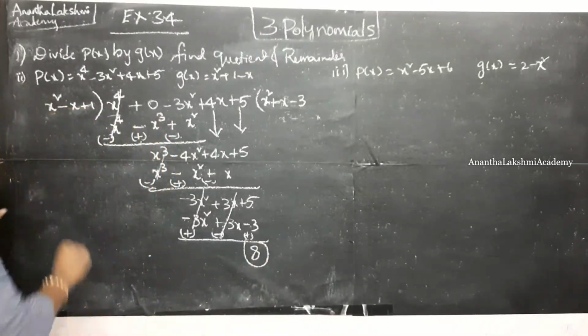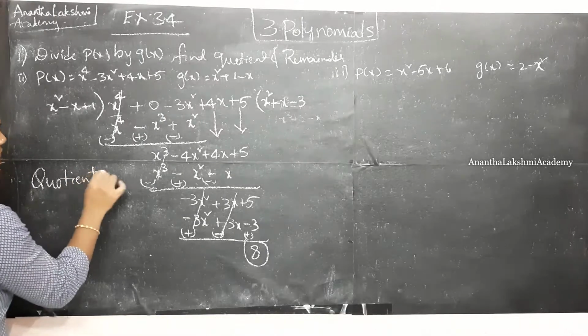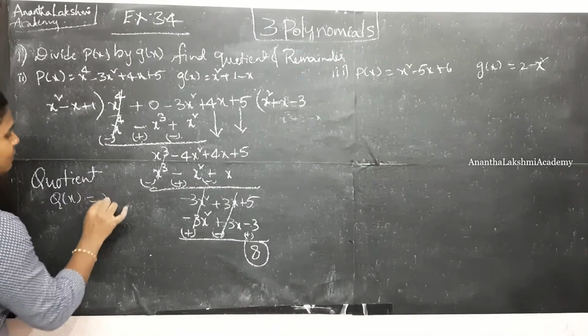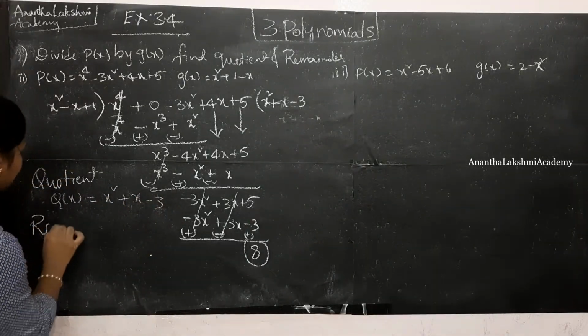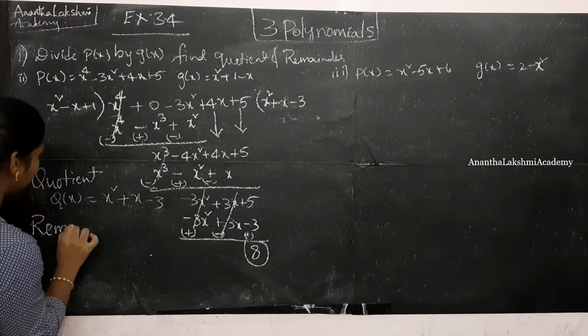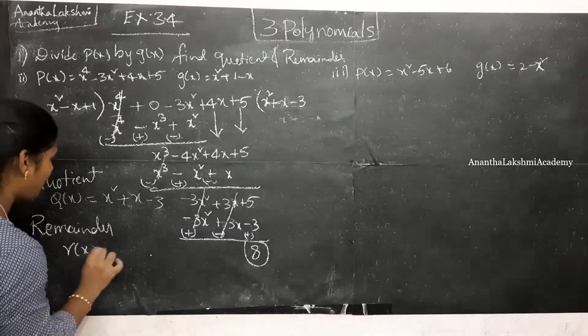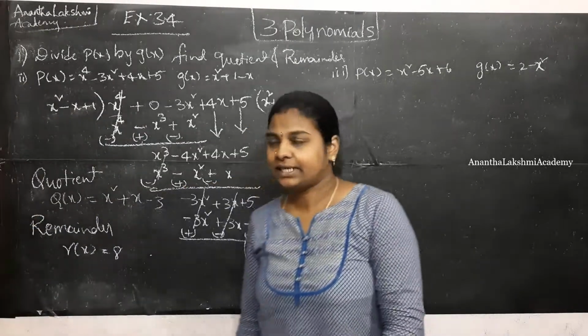So from here, what is the quotient q of x? It is equal to x square plus x minus 3. What is the remainder r of x? The remainder r of x is equal to 8. So that's about the second part of the first problem.